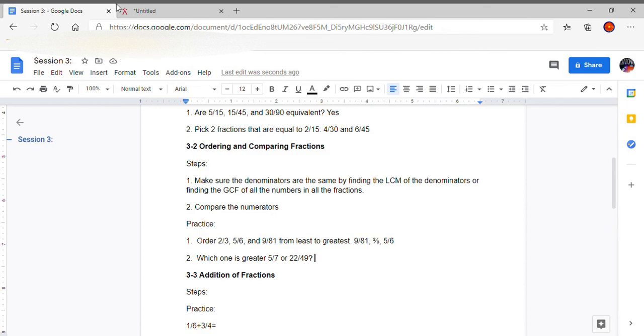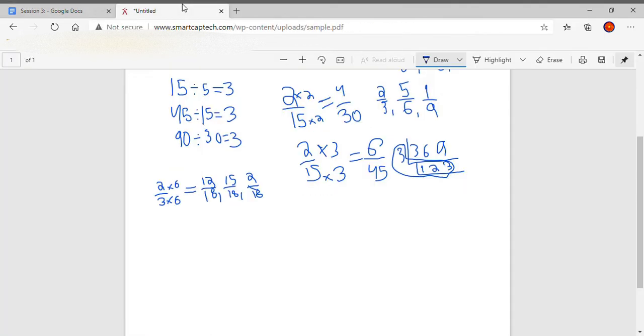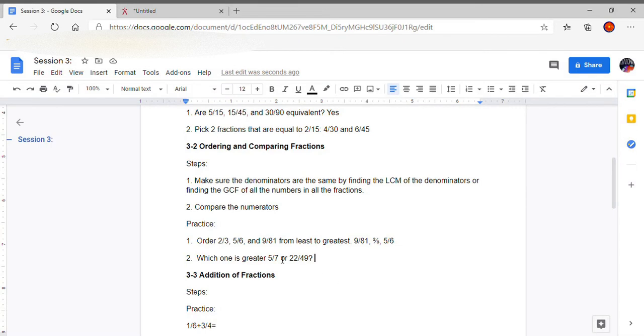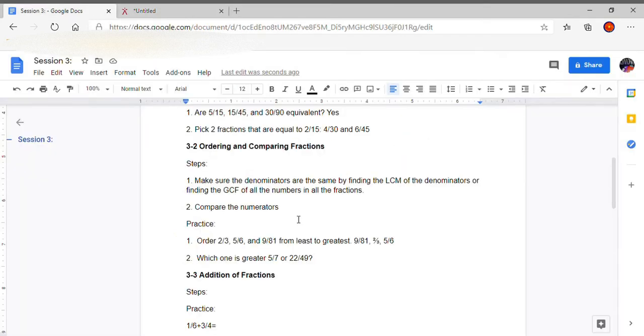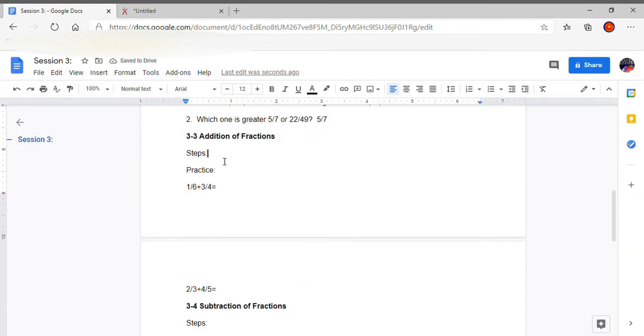Okay, so let's find the LCM of 7 and 49. We already know it's 49 because 7 goes into 49 7 times. So we can leave 22/49 as 22/49 because it already has 49 as the denominator. But for 5/7, times 7 times 7, we get 35/49. And we immediately know that 35 is greater than 22, meaning the answer is 5/7.